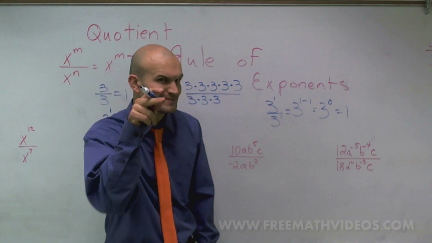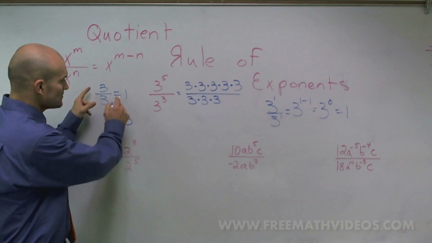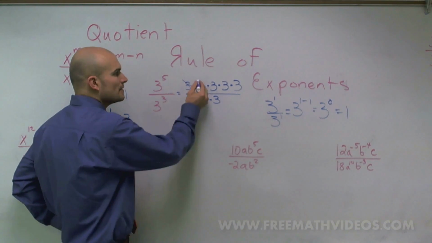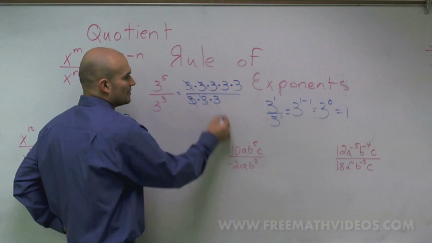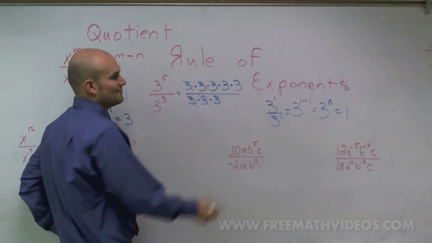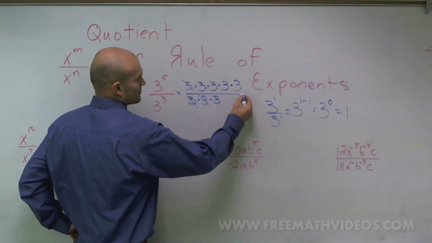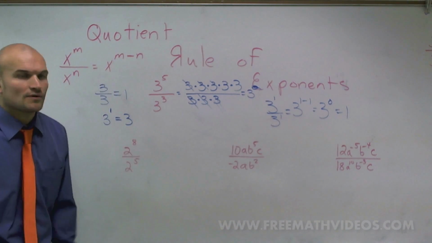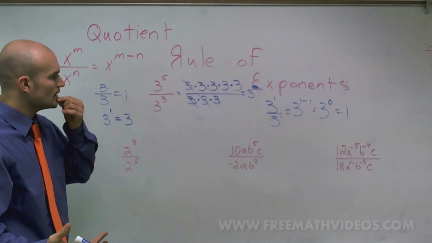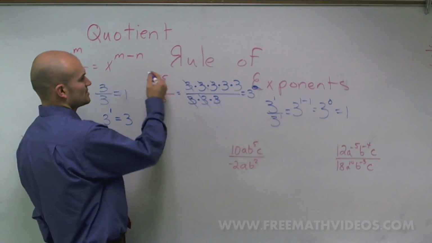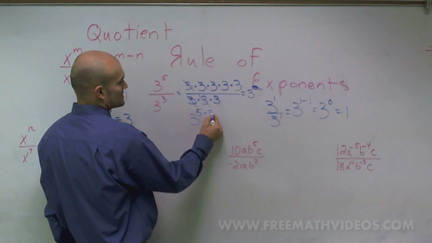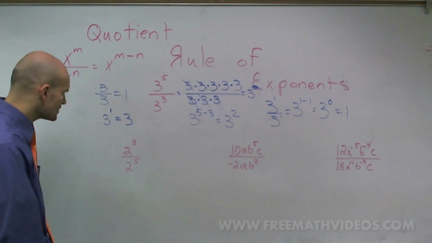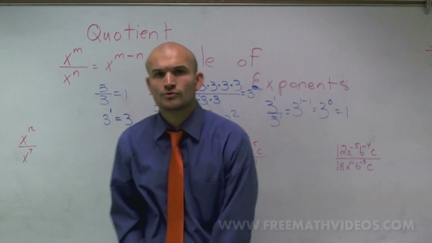Now, once we know that 3 divided by 3 equals 1, you can also say that those cancel out to 1, those cancel out to 1, and those cancel out to 1. Therefore, I'm only left with 3 times 3, which is 3 squared. Okay? So that's really the basics of your exponents. And you could also say 3 to the 5 minus 3 equals 3 squared. Right? So let's look at how we can apply our quotient rule of exponents.